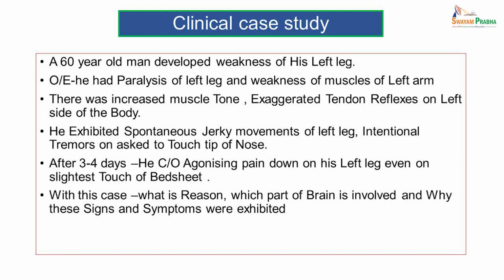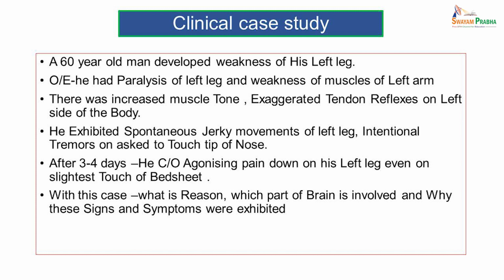So, in the neuroanatomy session, we start with a clinical case. A 60-year-old man developed weakness of his left leg, presented with paralysis of his left leg and weakness of the muscles in the left arm. On examination, there was increased muscle tone and exaggerated tendon reflexes on the left side of the body.